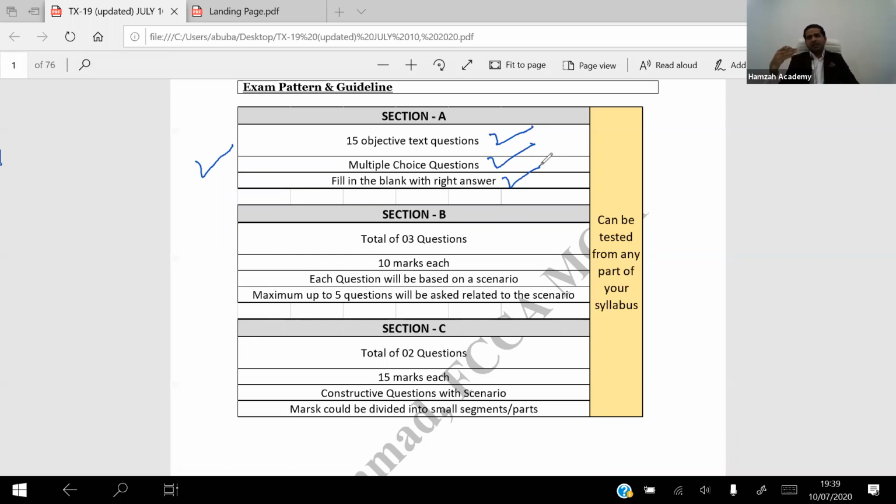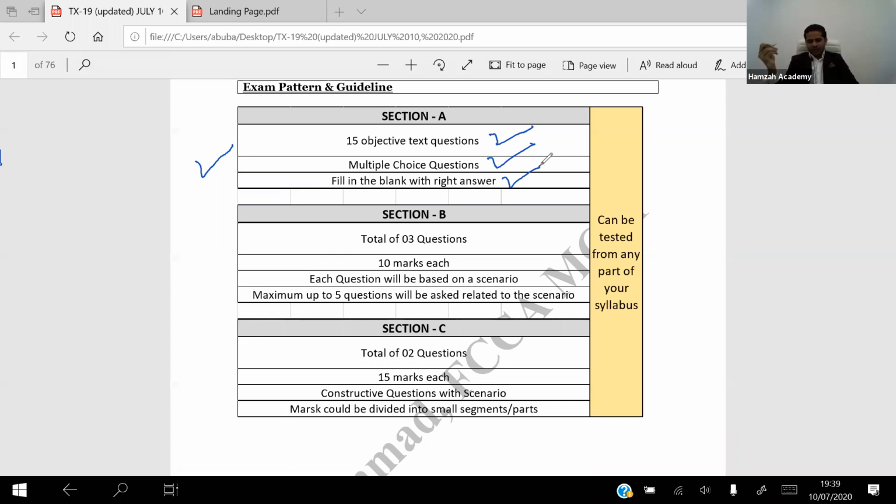Then we have corporation tax, which covers how exactly companies are supposed to pay taxes. There are separate regimes, separate laws, separate everything for companies. And then we have value added taxation and the administration part of your syllabus.